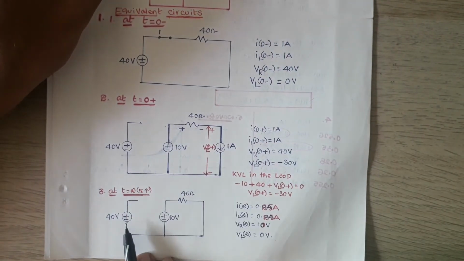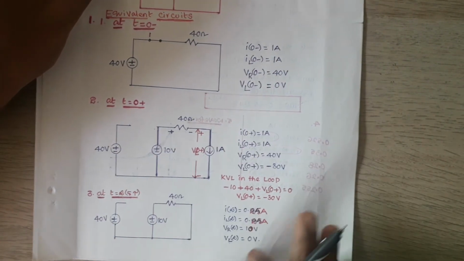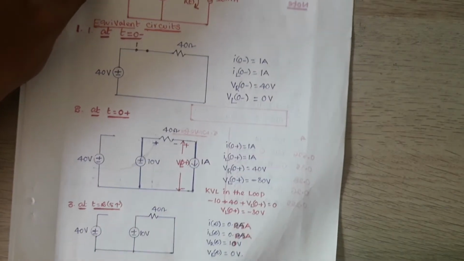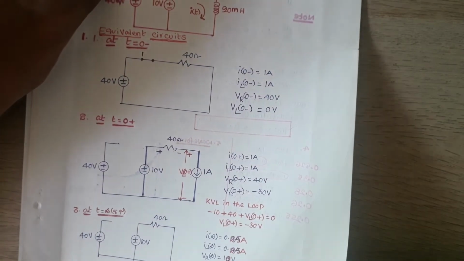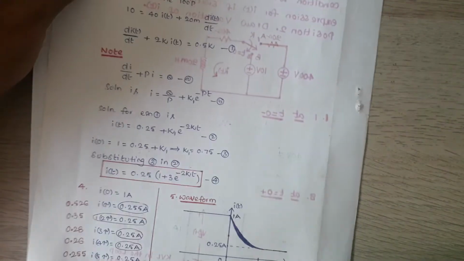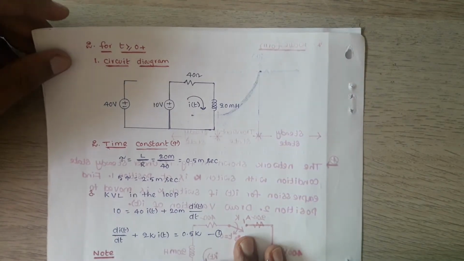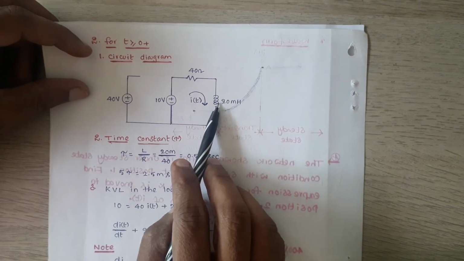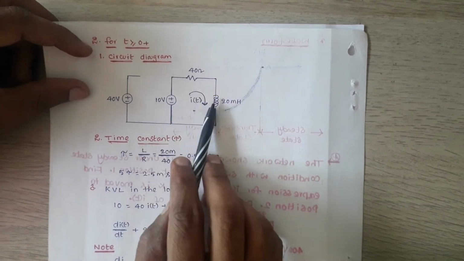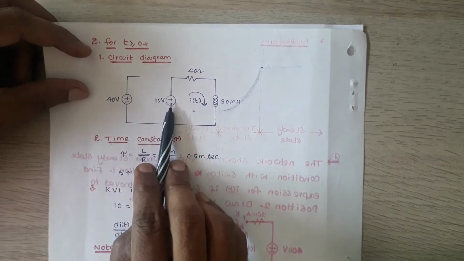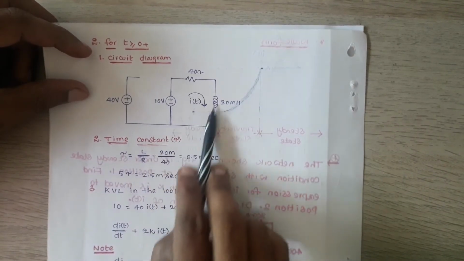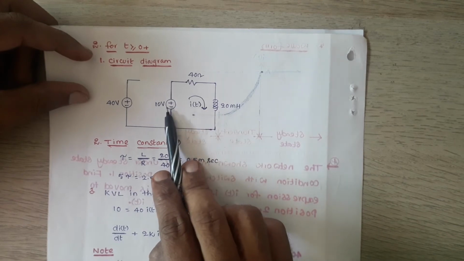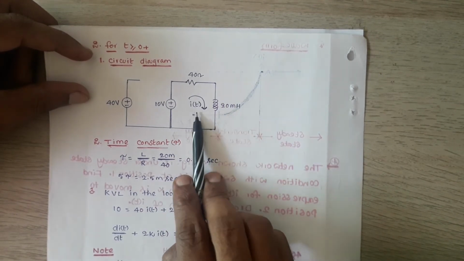So now in between this 0 and infinity time, 0 and 5 time constants, it is a transient state. Now we have to get the mathematical equation for the current during transient and its values. So for t greater than or equal to 0 plus, take the inductor as it is. The RL circuit is disconnected from 40 volts and connected to 10 volts, and whatever the current flowing in the inductor is I of t. So 10 volts, 40 ohms, 20 millihenry and I of t.